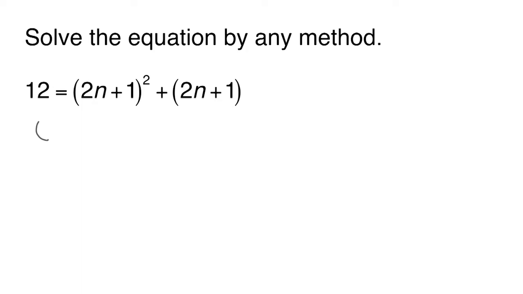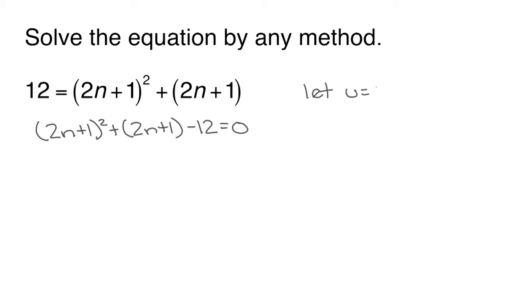equation. So we have the quantity 2n plus 1 squared plus the quantity 2n plus 1 minus 12 is equal to 0. Now we have an equation that's quadratic in form. We can use substitution. We'll let u equal 2n plus 1, and then we can write the equation as u squared plus u minus 12 is equal to 0.